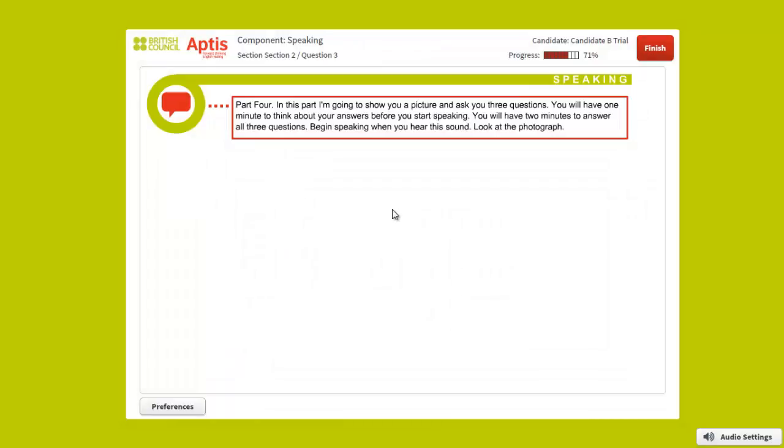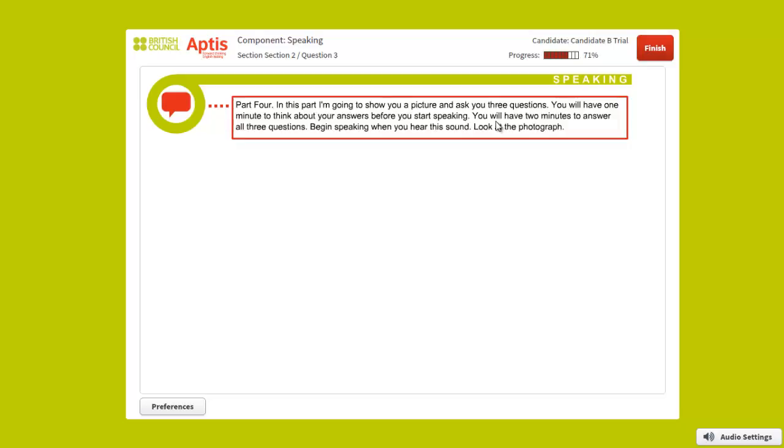In this part, I'm going to show you a picture and ask you 3 questions. You will have 1 minute to think about your answers before you start speaking. You will have 2 minutes to answer all 3 questions. Begin speaking when you hear this sound. Yes, you have to pay attention to the instructions.